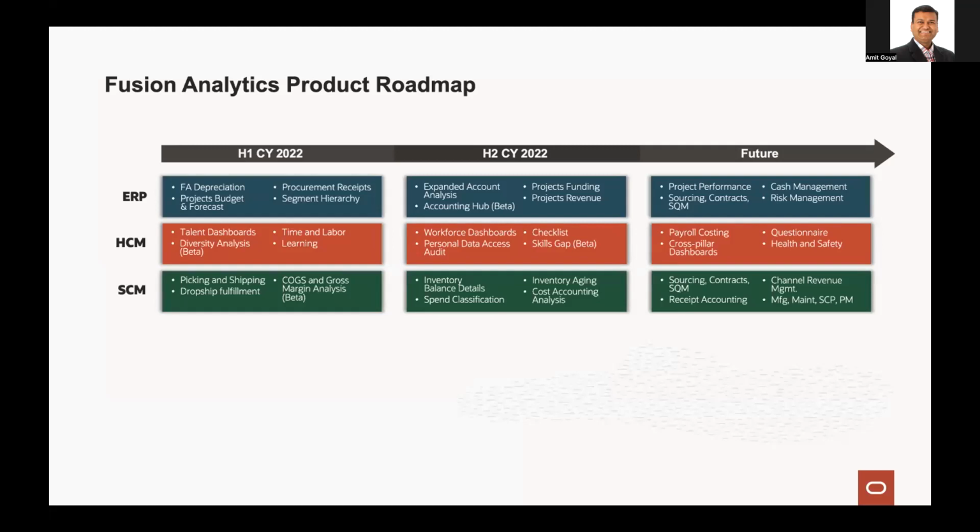For SCM, supply chain was launched late last year. Initially, we focused on order fulfillment, all of that life cycle. And we are adding shipping, picking, dropship fulfillment, COGS analysis, all of that right now. And then we get into more advanced inventory analytics. And then next year, we round it out with all the different areas of supply chain.